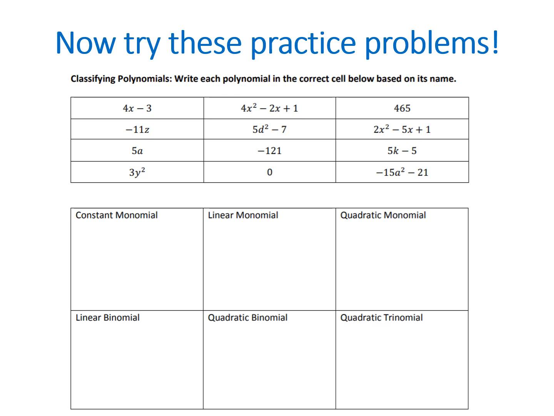Okay, on this slide, you have 12 practice problems. At the top, the polynomials are listed, and then you have a chart at the bottom, and you're supposed to classify each of these polynomials as either a constant monomial, a linear monomial, a quadratic monomial, or a linear binomial, or quadratic trinomial. So I'll give you several minutes to fill this chart in.